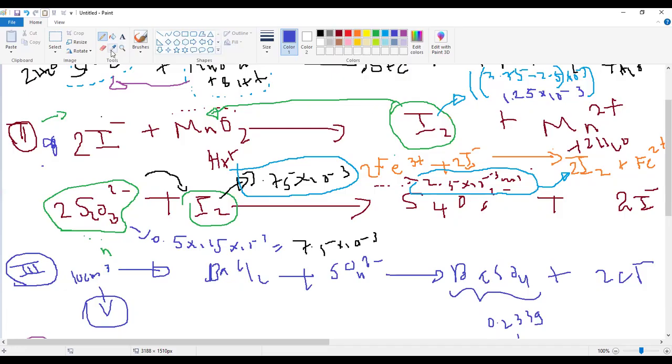Oh, hold on. Small stoichiometric error. It's not 2I2, it's just I2. So the Fe3+ to I2 ratio is 2 is to 1. So I2 formation will be half of this. My bad. Half of this means 1.25 into 10 power minus 3. So the I2 coming from the Fe3+ reaction is 1.25 into 10 power minus 3. So then 3.75 minus 1.25, the answer is 2.5.